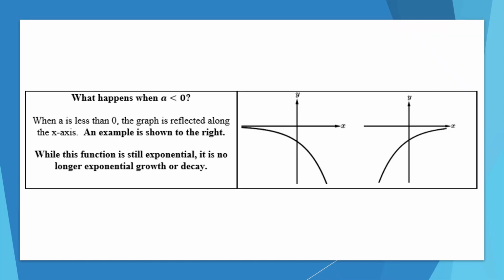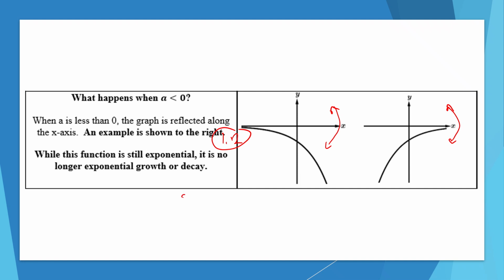All right. So what happens when a is negative? When a is negative, or just less than 0, the graph is, remember, flipped across the x-axis. It's a vertical reflection. We talked about that in 1.12 with transformations. And so while the function is still exponential, it's no longer considered exponential growth or decay.